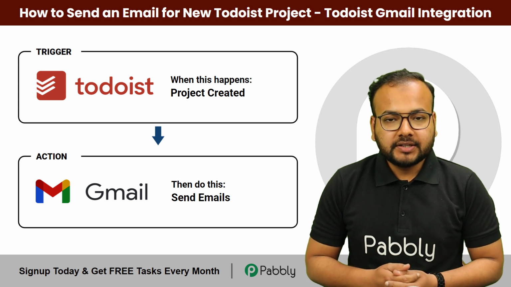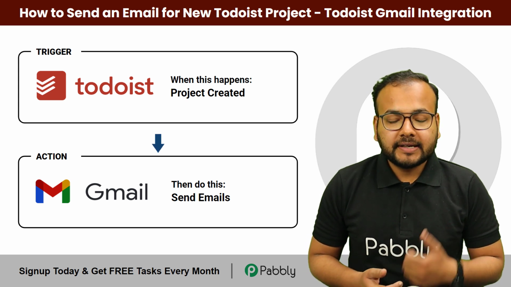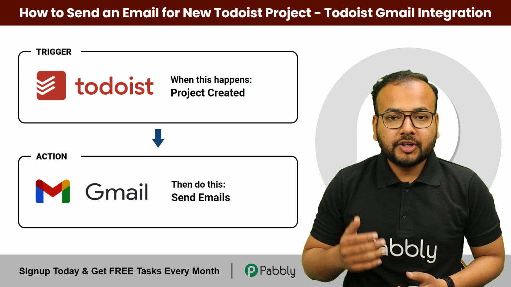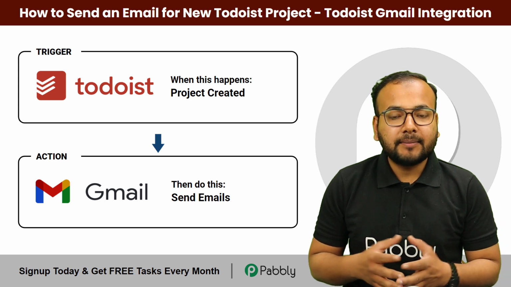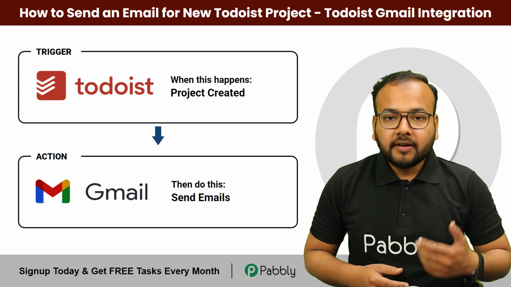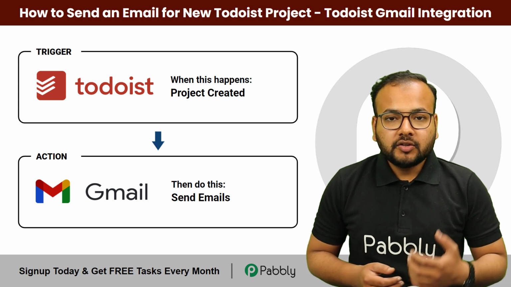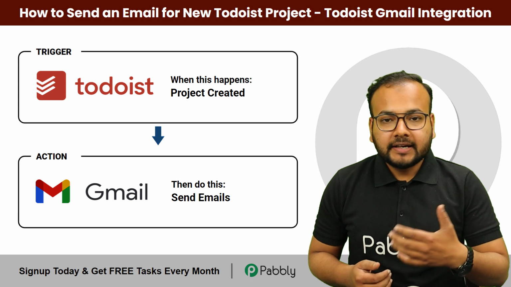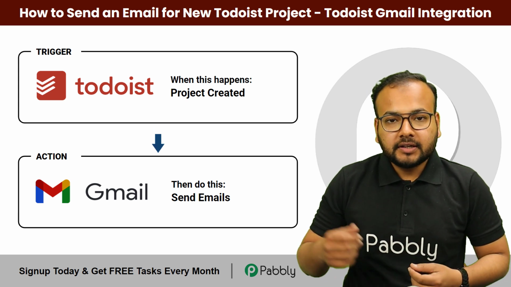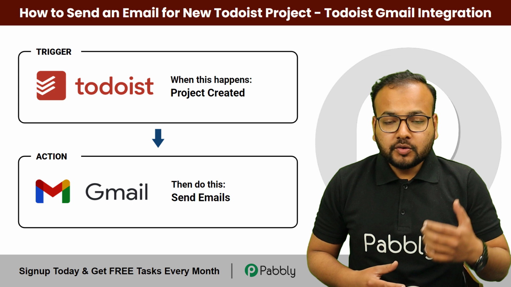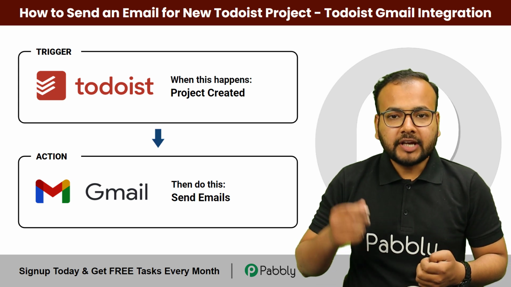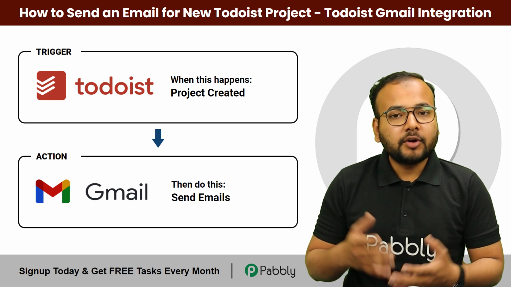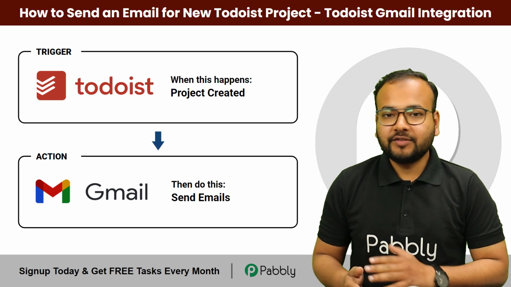So guys, if you're managing your tasks using Todoist application and Gmail is your primary email client, this automation is going to save a lot of your time and manual effort, especially when you are creating a project and you have a lot of people in your team and you want to delegate the task to your team and you have other tasks also on the fly. So you can use this integration to send emails automatically to all your team members whenever you create a project. And we are going to set up this automation without any coding.